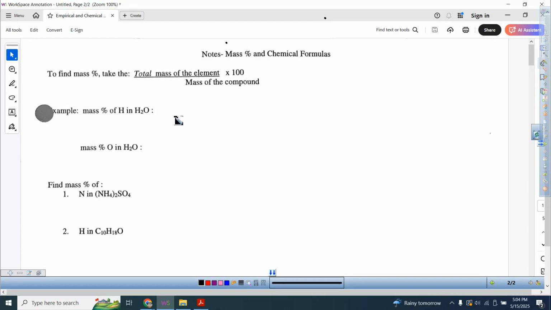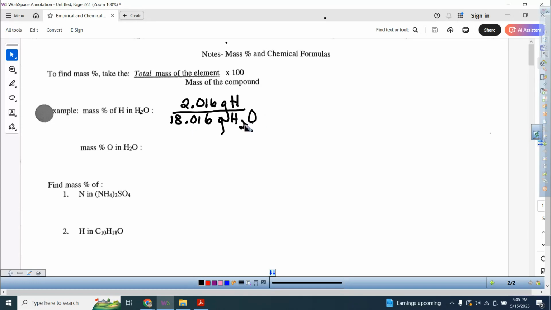So for example, I have 2 hydrogens in water, and each hydrogen has a mass of 1.008. So that means I have a total of 2.016 grams of hydrogen in my water molecule. And what is the mass of water? It's 18.016. Okay, so this is just like what we've been doing with stoichiometry, where you add up the weight from the periodic table. That's where I get the 18.